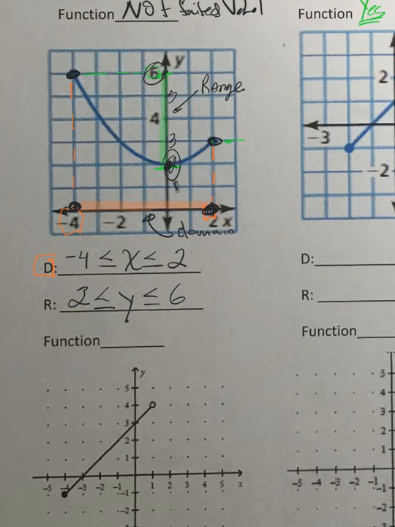Is it a function? If we drop a vertical line, will you ever hit the graph more than once? This line only hit it once, this line only hit it once, this line only hit it once, and you can see that no matter which vertical line I drop, it's only going to hit it once, so therefore, yes, it's a function because it passed the vertical line test.